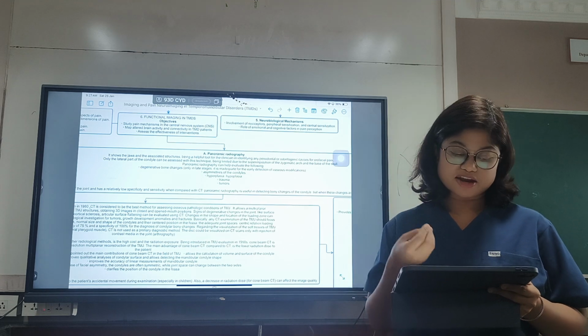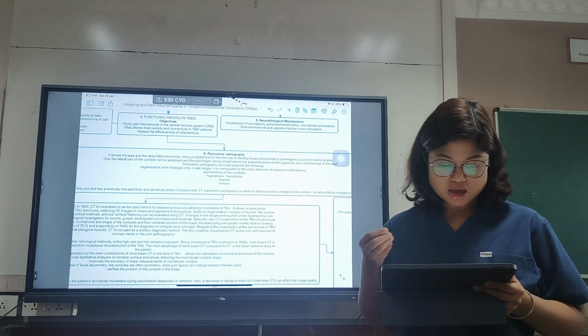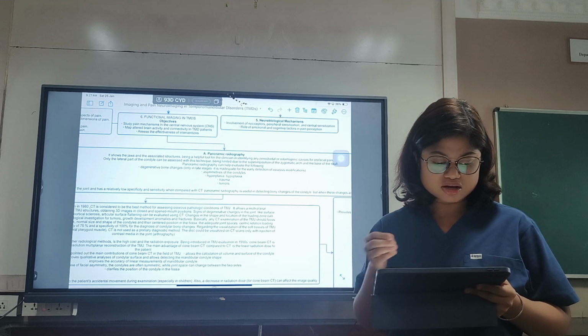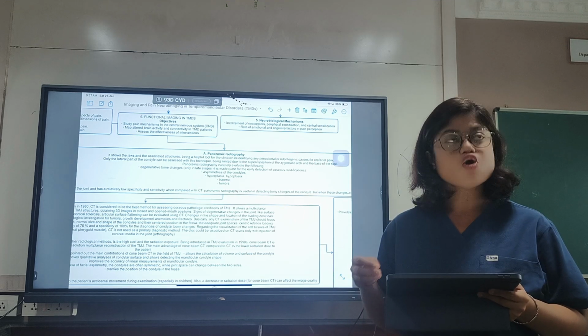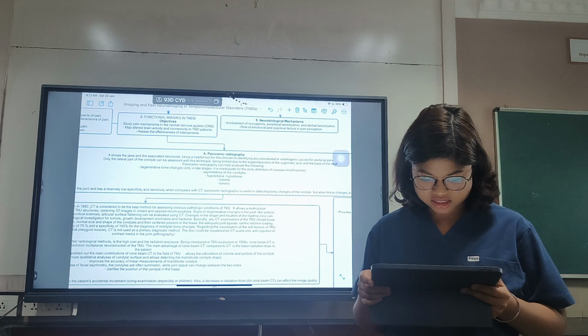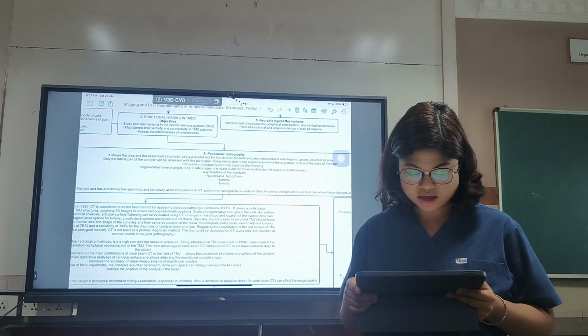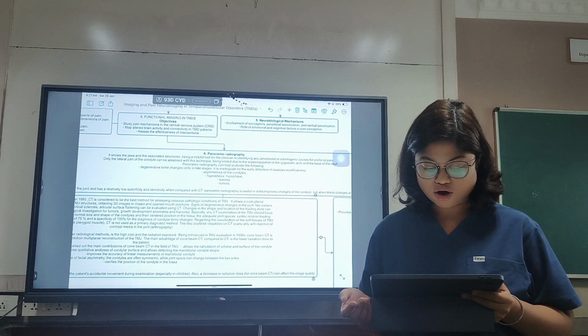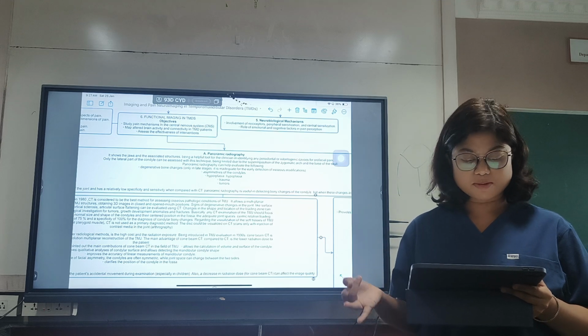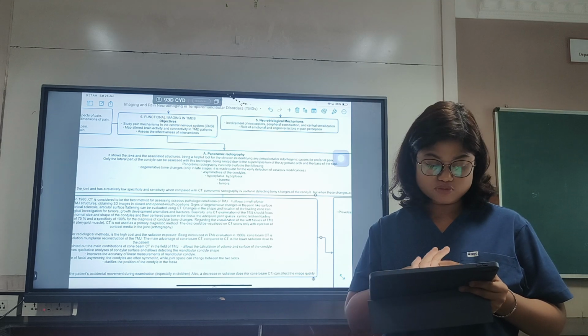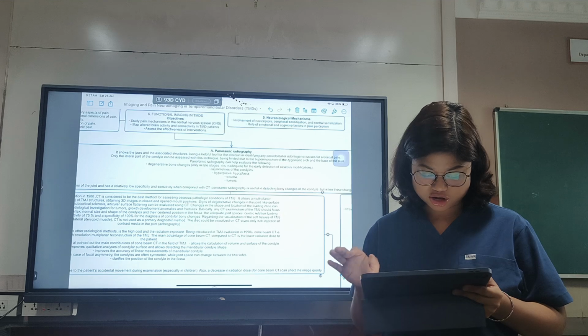So what does a panoramic radiograph help in? It helps in evaluating degenerative bony changes, only in the later stages of the disease. Asymmetries in the condyles, hyperplasia and hypoplasia, trauma and tumors can be seen in panoramic radiography.